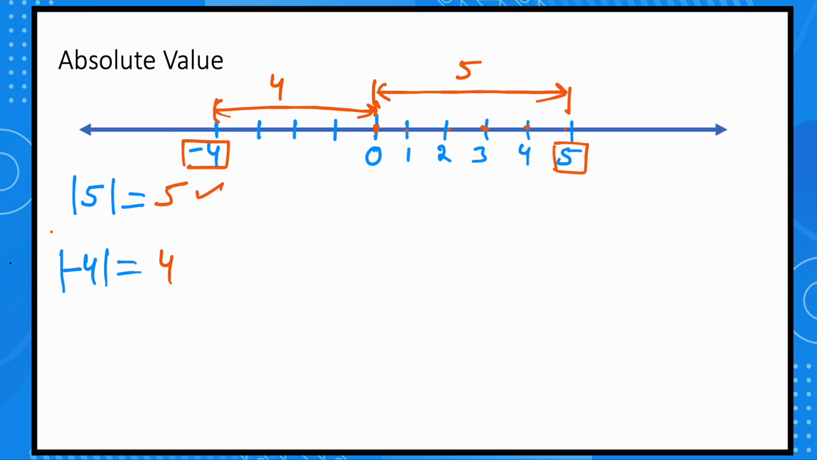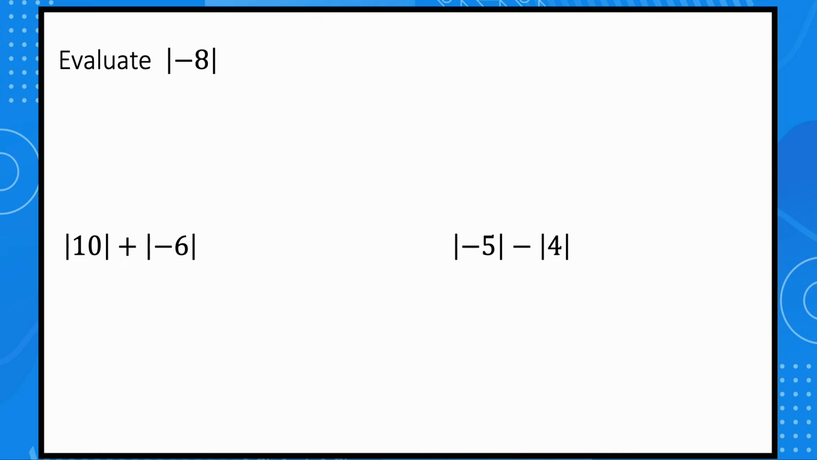So whether you take a positive number or a negative number, the absolute value will always come out to be positive, because distance is always positive. Okay, now let's take some examples. Sometimes we have to evaluate the absolute value of -8. Now you understand pretty well that the absolute value of -8 means the distance of -8 from 0, which is going to be positive 8.